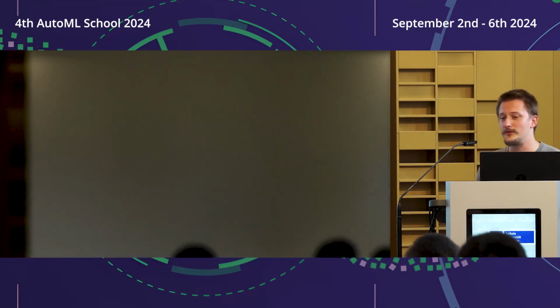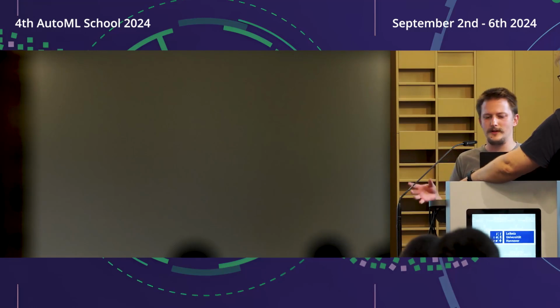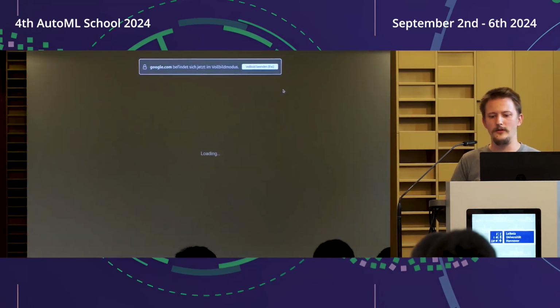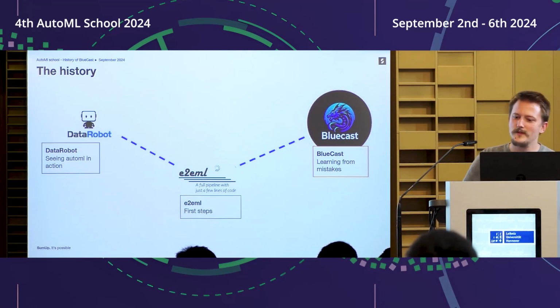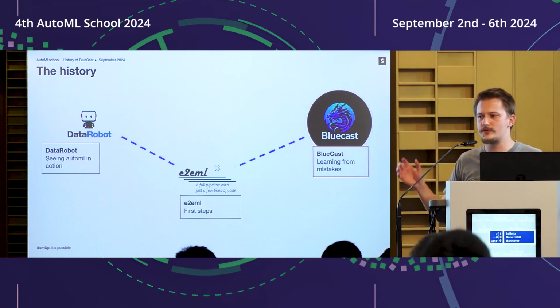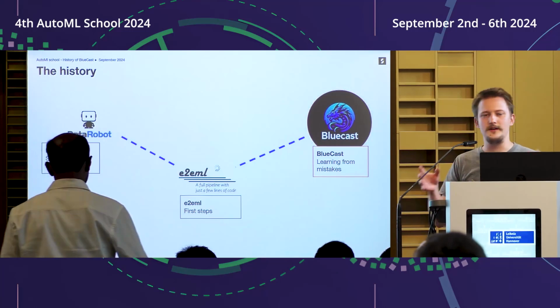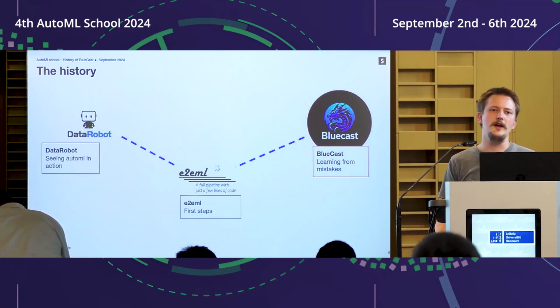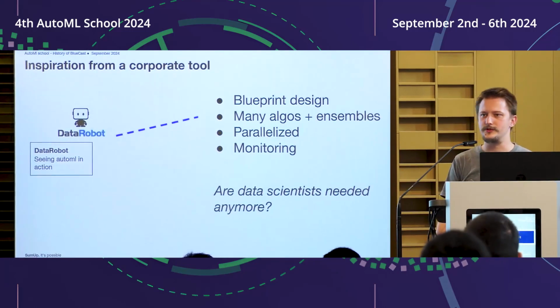So if you don't know Data Robot, it's basically a corporate platform, and you can just upload your CSV file or enter a SQL query or provide a data set in some form. And then Data Robot will go through a bunch of blueprints, like pre-processing plus machine learning, and then create a leaderboard, also with some ensembles, and tell you, okay, that's the best model. And then with one click, you could even put it into production and serve it, and you have monitoring. So it's kind of an end-to-end solution.